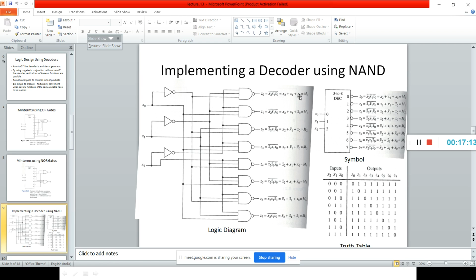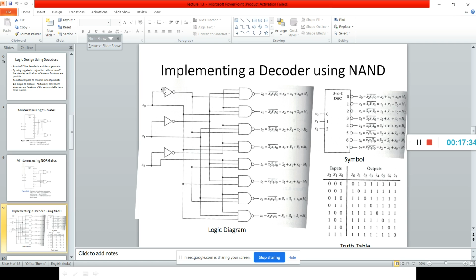Similarly, x2 plus x1 plus x0 is M0. For z1 we have x2 bar, x1 bar, x0 with the entire expression barred, that is x2 plus x1 plus x0 bar, that is capital M1. That is a max term generator. It is generating the max term M1.